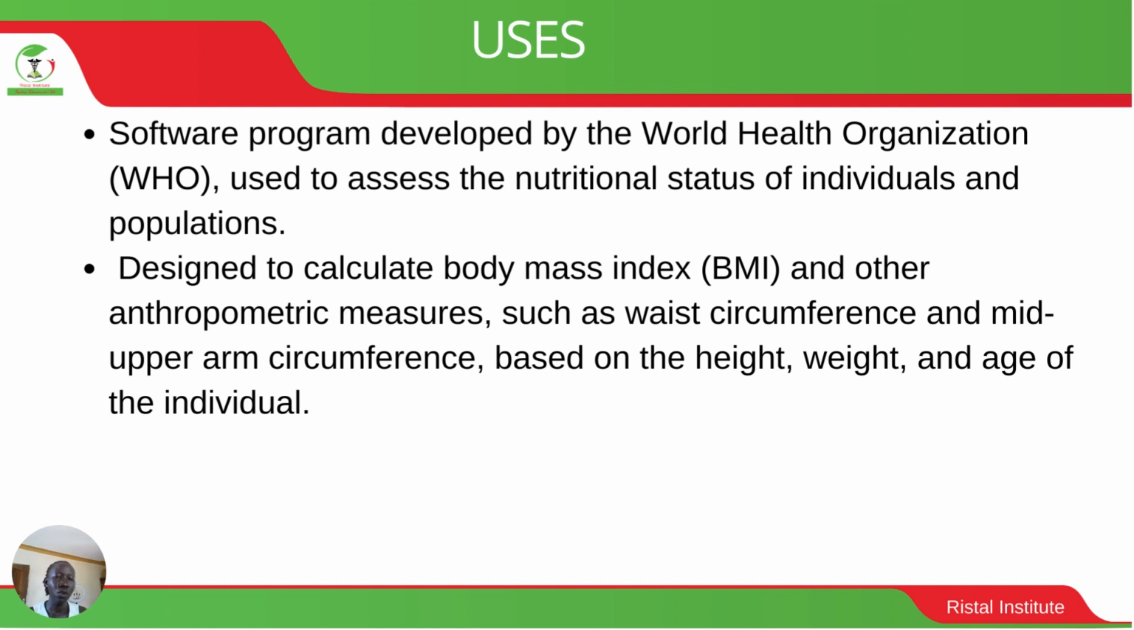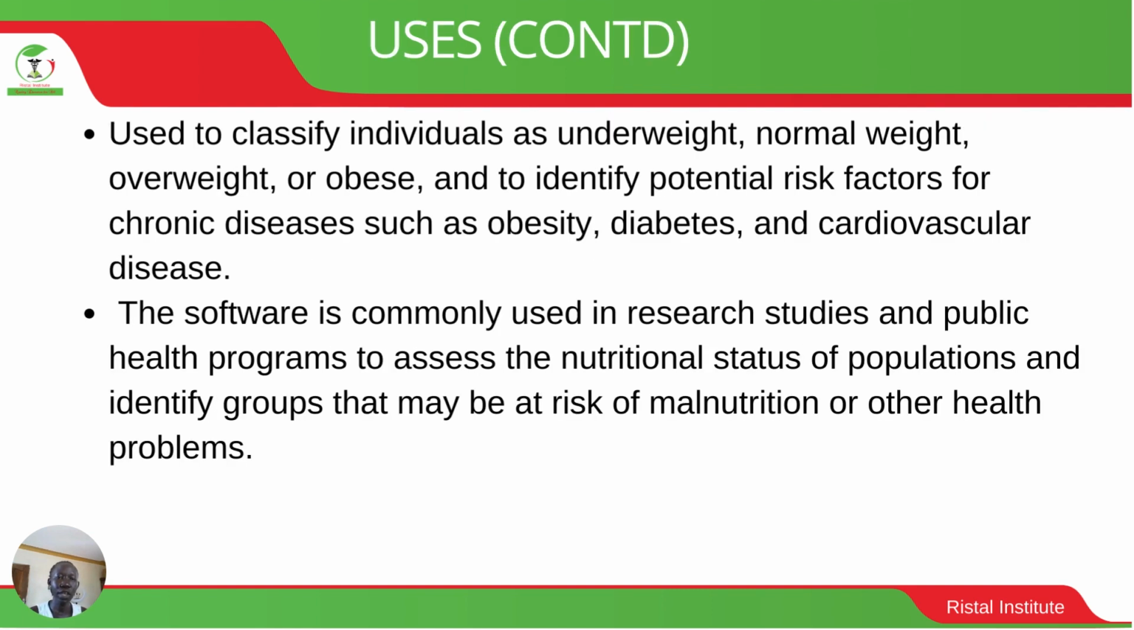The uses of WHO Anthro. This software program was developed by the World Health Organization, as I said earlier, and it's used to assess the nutritional status of individuals and populations. Basically designed to calculate the body mass index and other anthropometric measures, such as waist circumference and mid-upper arm circumference, based on the height, the weight, and the age of the individual. So you can use it both for the young children and for the adults. And it's also used to classify individuals as underweight, normal weight, overweight, or obese.